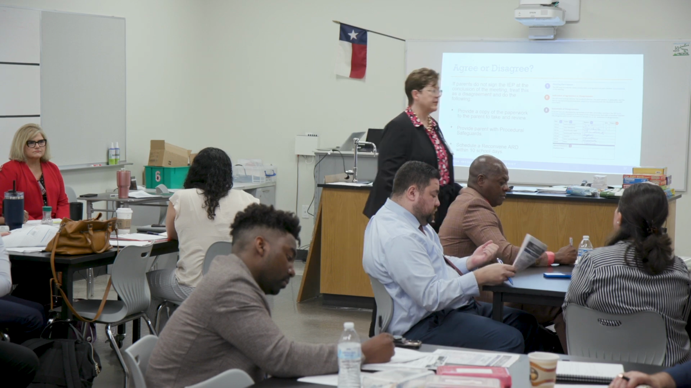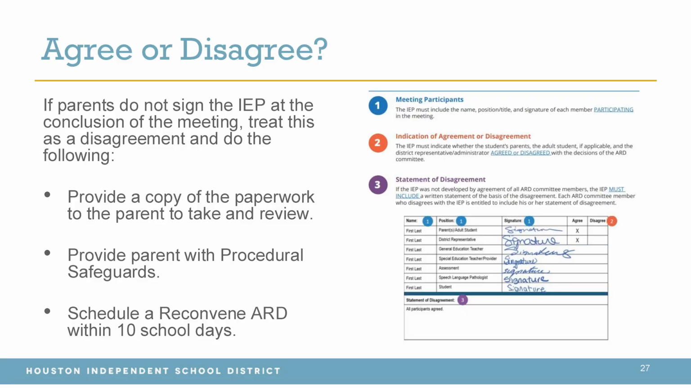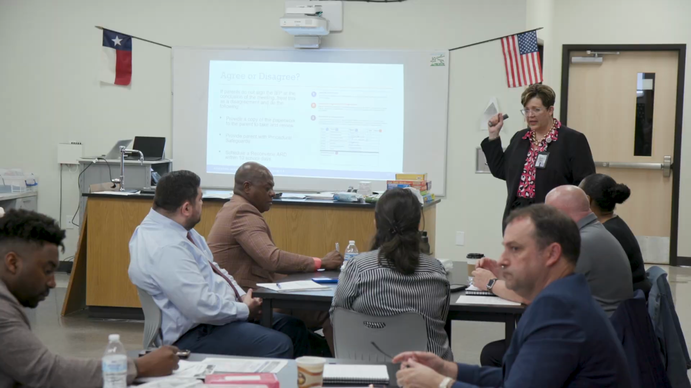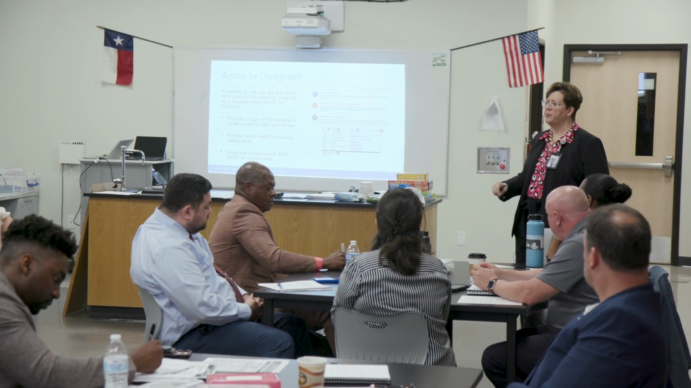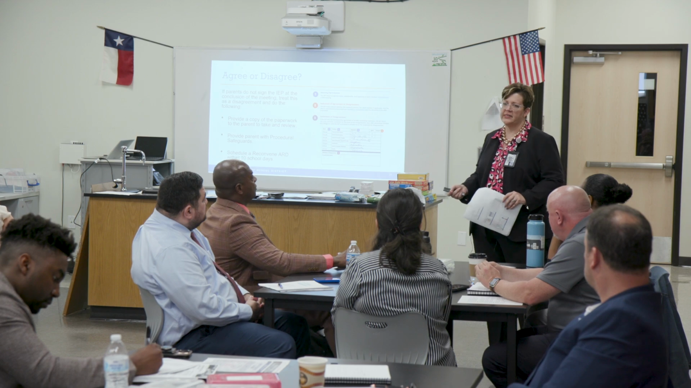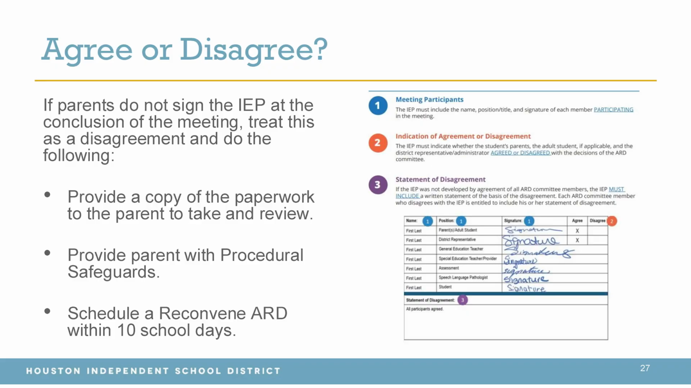At that point, you need to make sure that you provide the parent with a copy of, first of all, the ARD paperwork when they leave the ARD meeting. They need to be provided with procedural safeguards and schedule that reconvene. You need to schedule that in Easy IEP while you're sitting at the table. Now, sometimes I know parents will say, hey, I need to look at my schedule, but we need to make sure that we do reconvene within 10 school days. That is best practice.